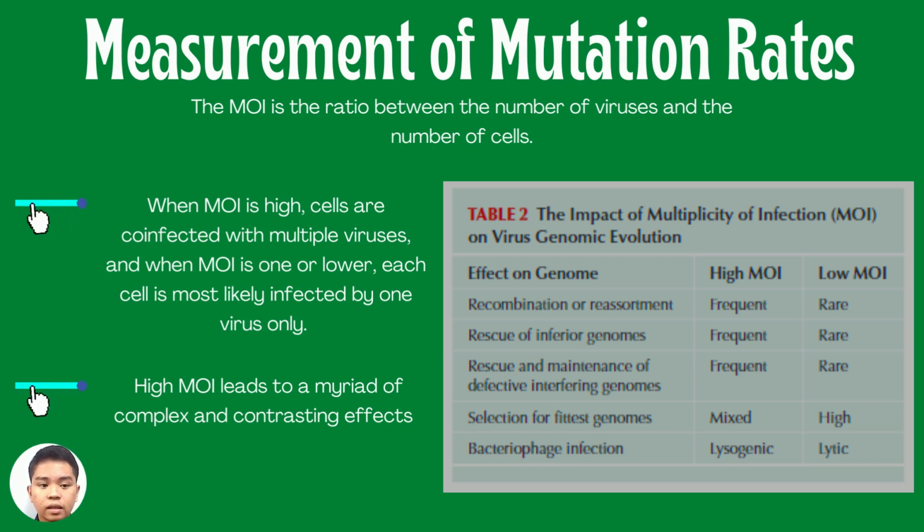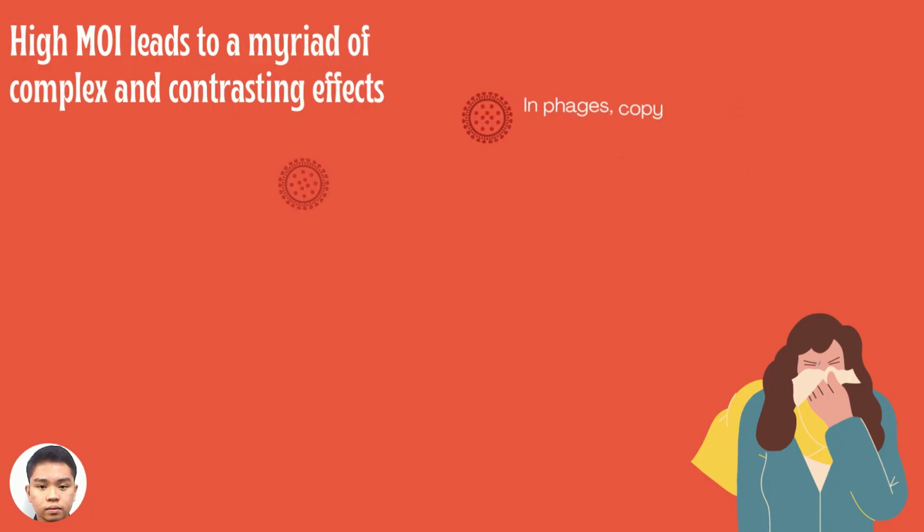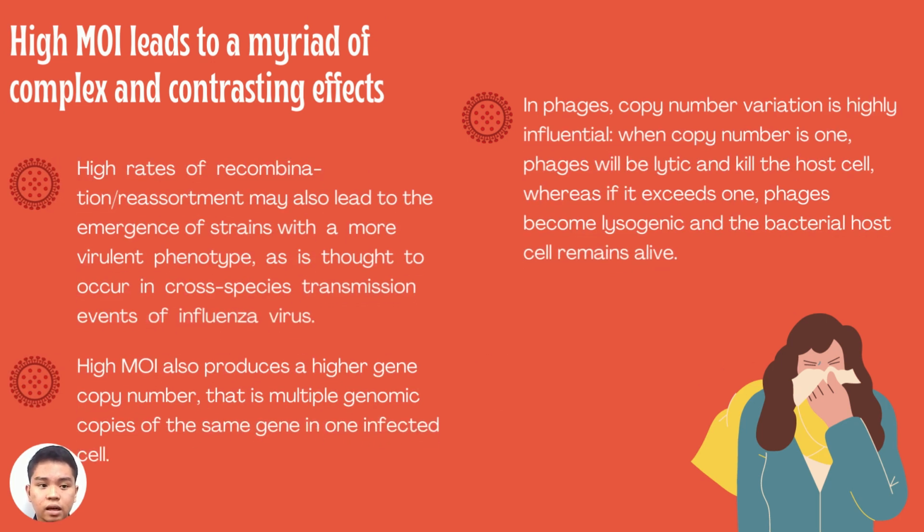We must remember that high MOI, or multiplicity of infection, leads to a myriad of complex and contrasting effects. And what are these? To summarize, it is evident that high MOI leads to complex and conflicting effects on genome selection. For example, high rates of recombination or reassortment may also lead to the emergence of strains with a more virulent phenotype, as is thought to occur in cross-species transmission events of influenza virus. High MOI also produces a higher gene copy number, that is, multiple genomic copies of the same gene in one infected cell.